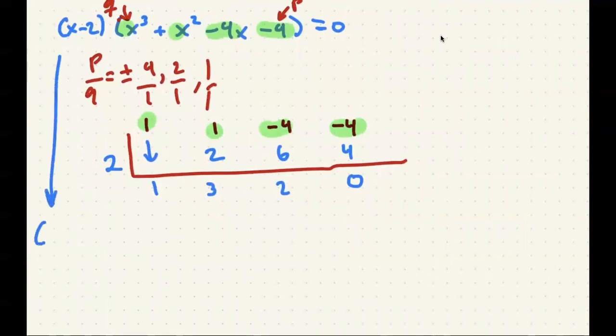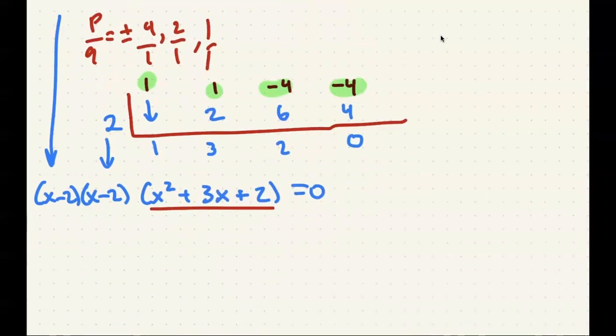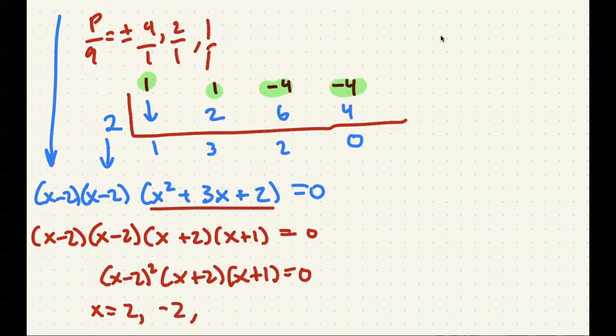So this one goes down, and this goes down. Now we have x squared plus 3x plus 2 equal to 0, and we know this is factorable. If you don't know what this factors to, you're going to have to practice, but that's x plus 2 times x plus 1 equal to 0. And you have x minus 2 times x minus 2, which is x minus 2 squared. So we write x plus 2 times x plus 1 equal to 0, which means our zeros are positive 2, -2, and -1.